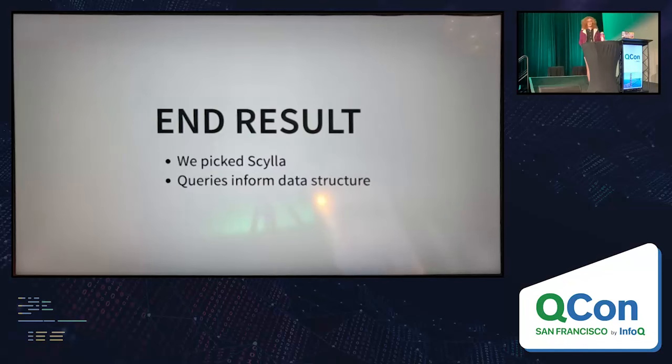One thing that we had to think about with adopting Scylla was that the data modeling approach for Scylla and Cassandra are very different from something like Postgres. So we need to think pretty hard about how we're going to be writing this data to the tables and how we're going to be querying it afterwards.